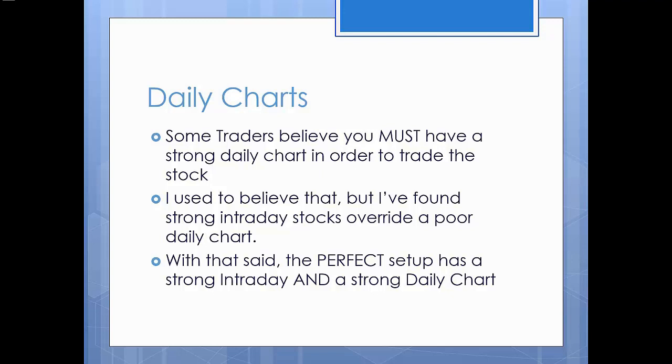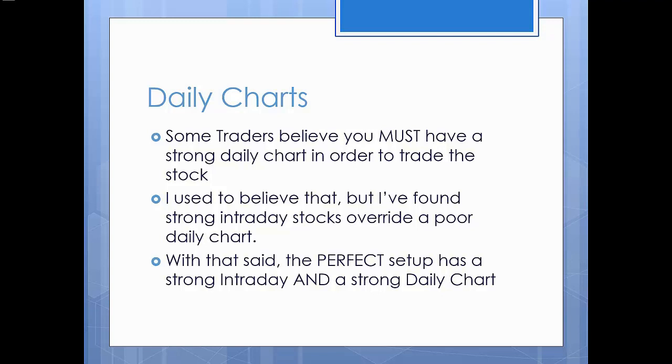And on the flip side, you might have a stock that has a horrible daily chart, but it has a huge catalyst, and that overrides the poor daily chart. So in a perfect world, the perfect setup is going to have a strong intraday chart and a strong daily chart. But I'm willing to take trades on stocks that have a really good intraday catalyst, like earnings, news, etc., but have weaker daily charts.